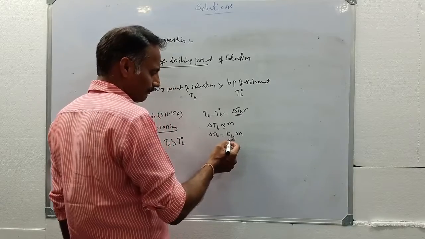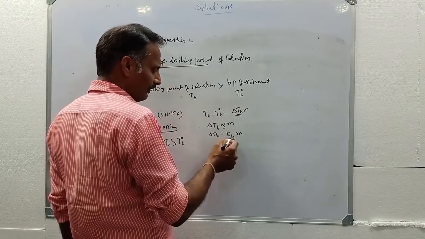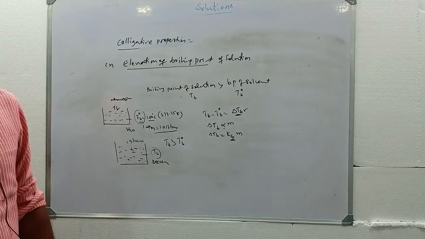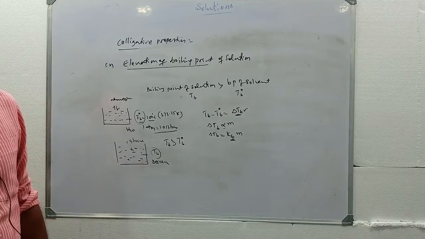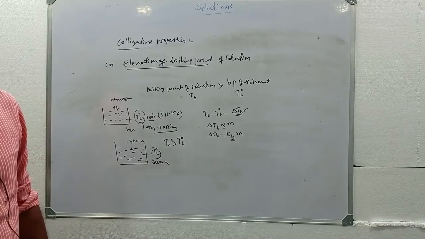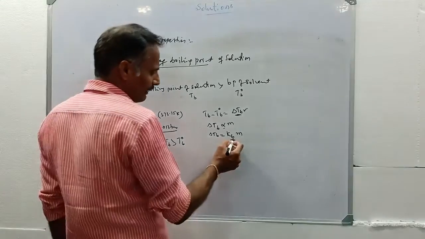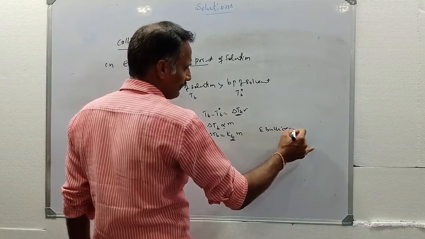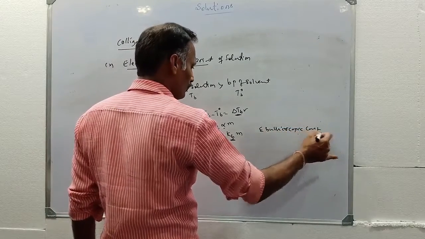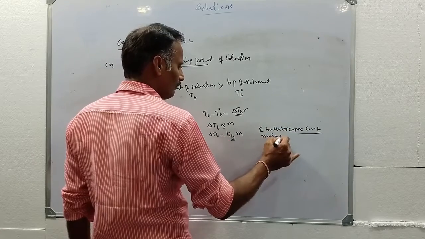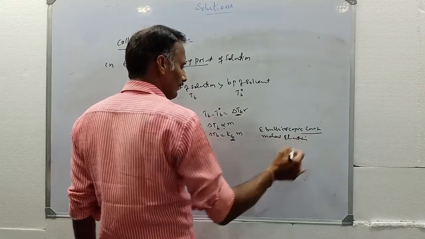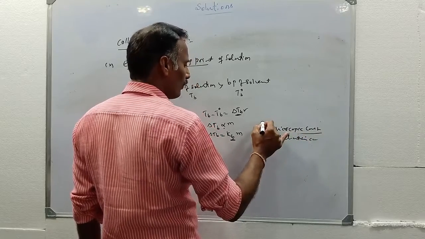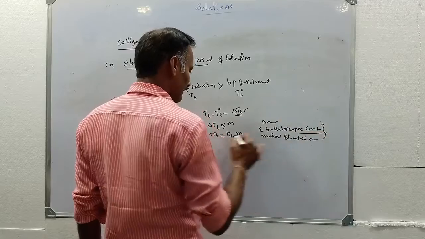This is also called the molar elevation constant. This KB is nothing but the molar elevation constant, or ebullioscopic constant, or boiling point elevation constant. Here you have three names for this KB.